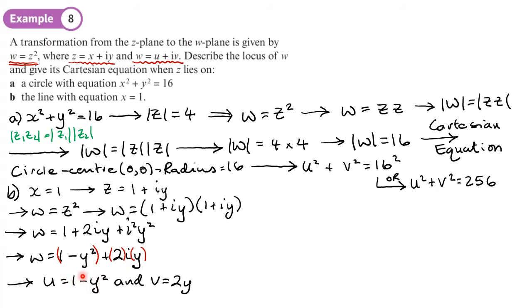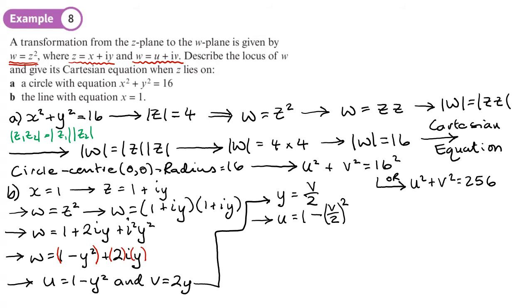So this is going to get us to our Cartesian equation. So what we now need to do is to put these two together. So we will carry on up here. Now the v part here, I can write y equals v over 2. So y equals v over 2, so that's a v there, not a u. I can substitute that into the first equation, so that will give me u equals 1 minus v over 2 all squared.